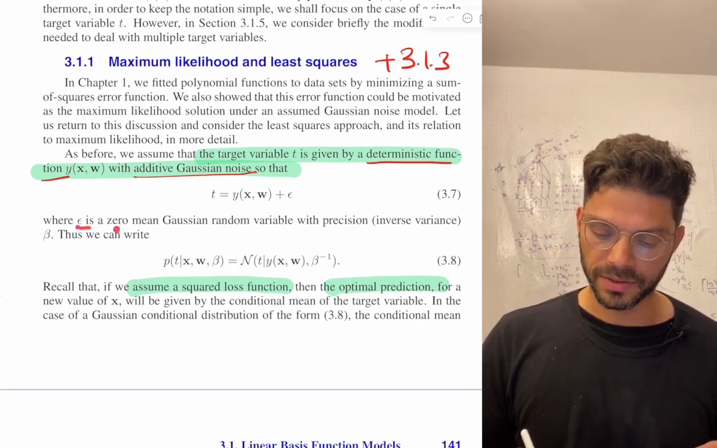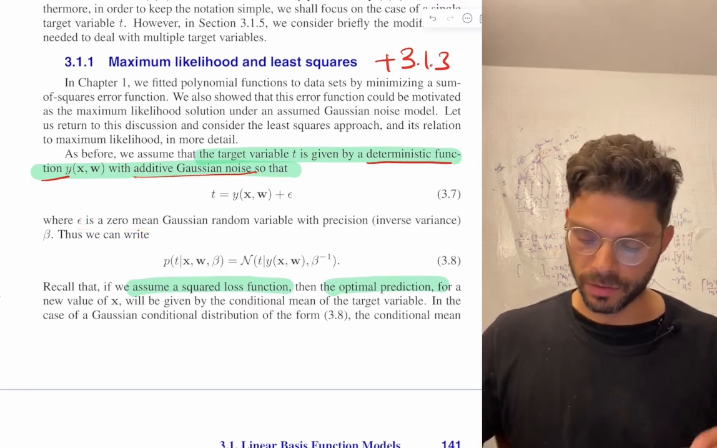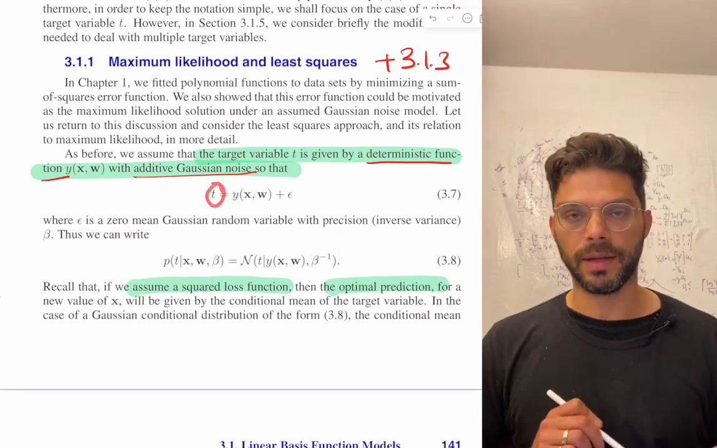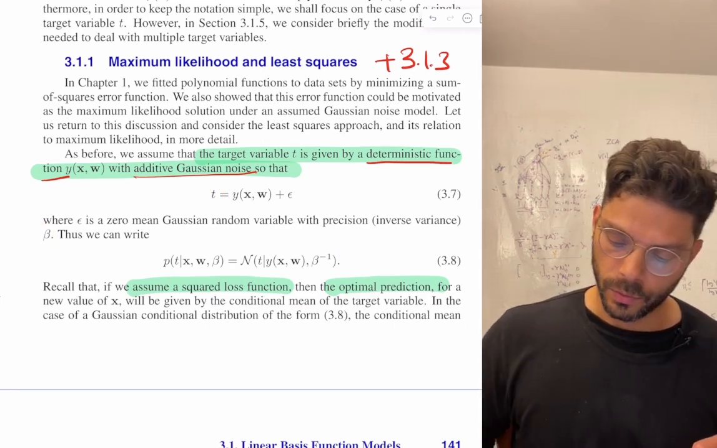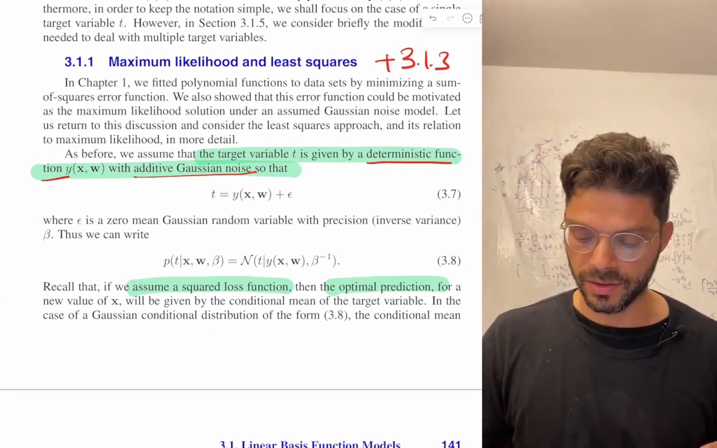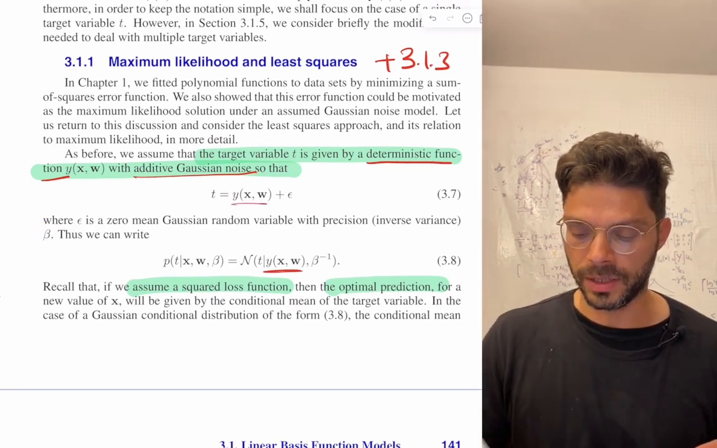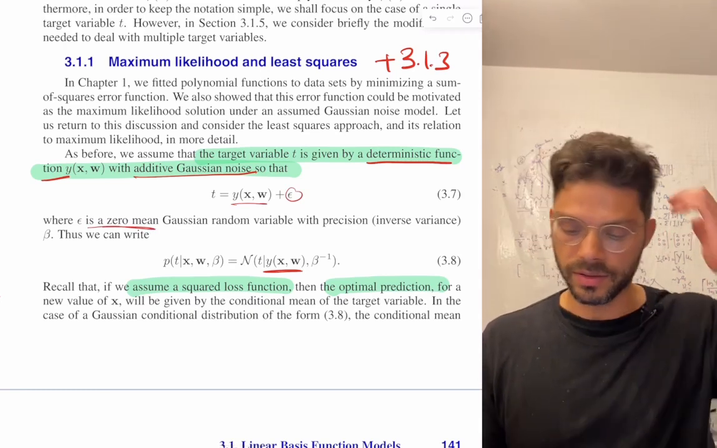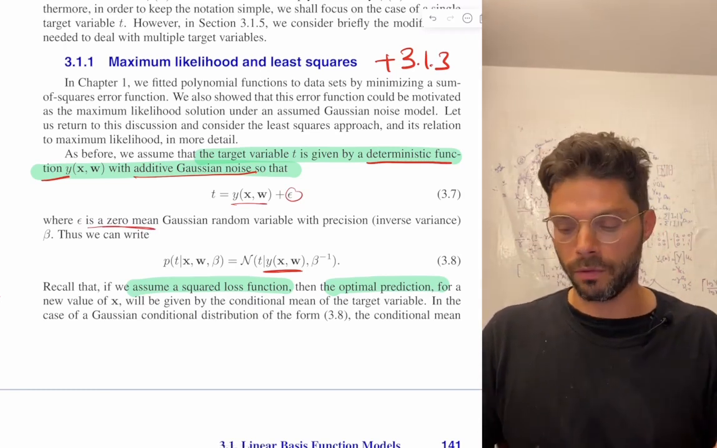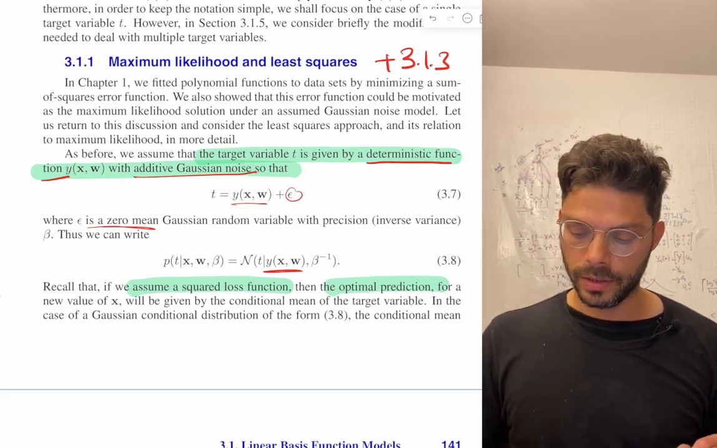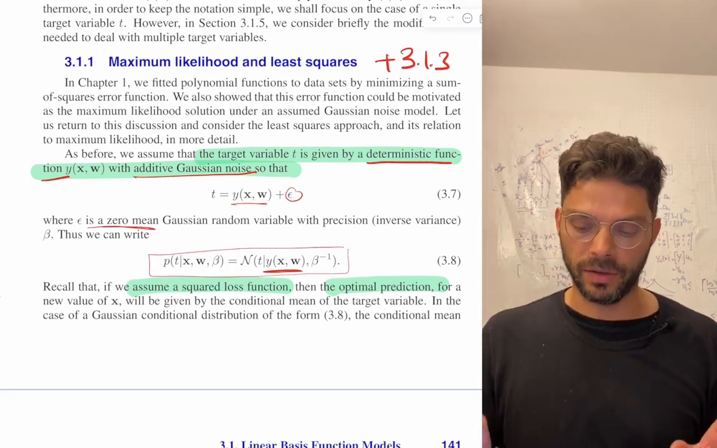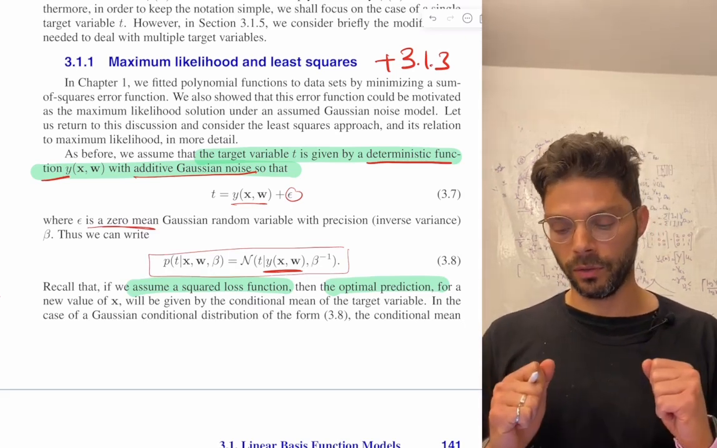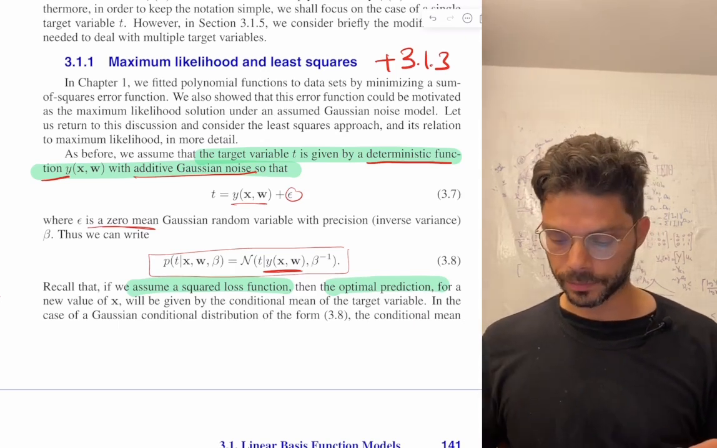So epsilon is a zero mean Gaussian random variable with precision, inverse variance, equal to beta. So therefore, this probability that we have, we can write it as the probability of t, where the mean value is the deterministic bit because our epsilon has mean 0, and then the only source of variance is that noise term, which is contributing 1 over beta, which is the precision. Right now we haven't said anything about what y of x, w is going to be, but we're going to do so shortly.